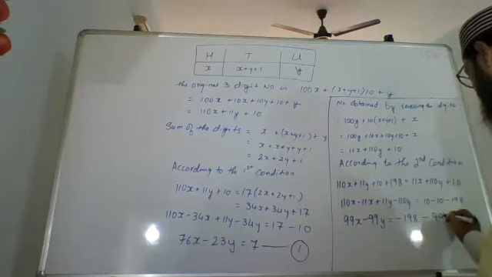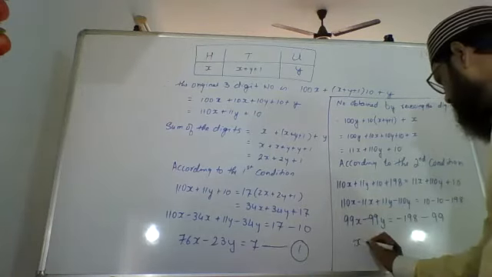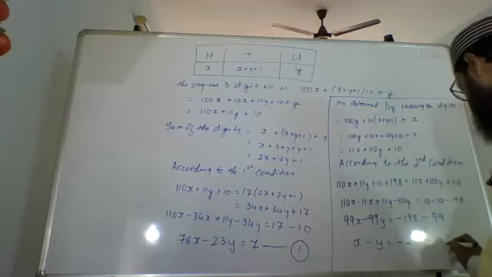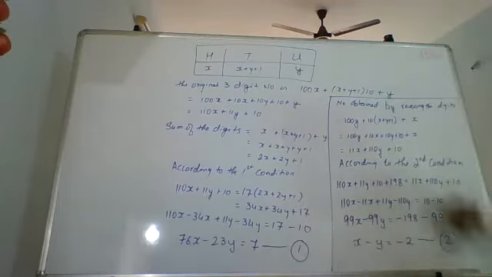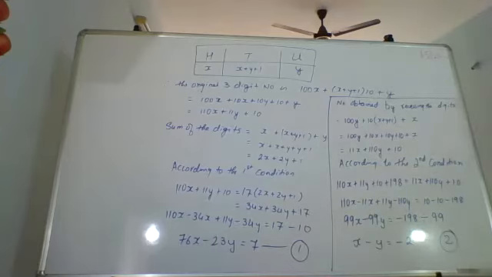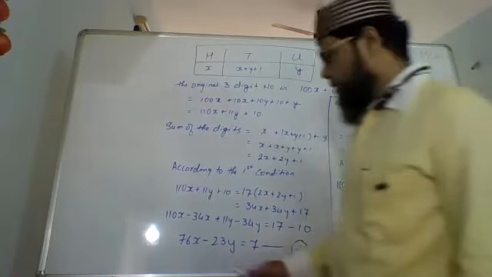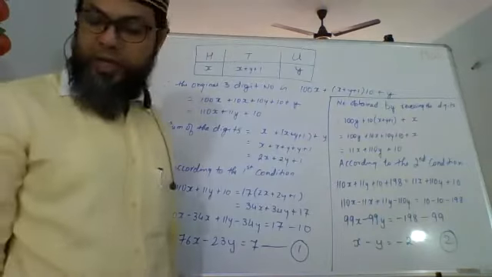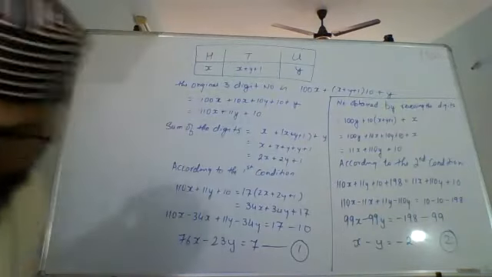Divide by 99, you will get x minus y equals minus 2. This is your second equation. Copy till here because I'm going to need space there. Okay. So x minus y equals minus 2 is your second equation. First one was 76x minus 23y equals 7.